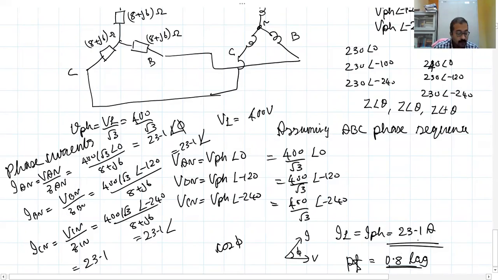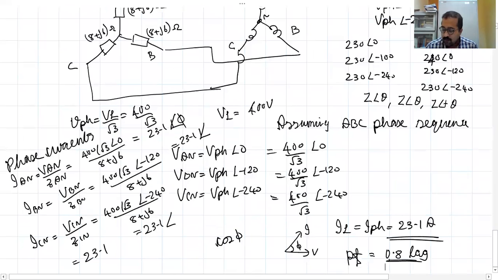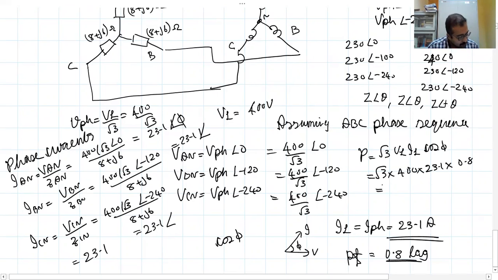Then what next? You are asked to find power. How will you find power? Power is nothing but root 3 VL IL cos phi. VL value we know, 400. IL value we had found, 23.1, into cos phi, which is 0.8. So that must be close to 12,800 watts.